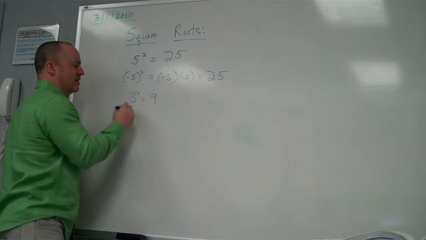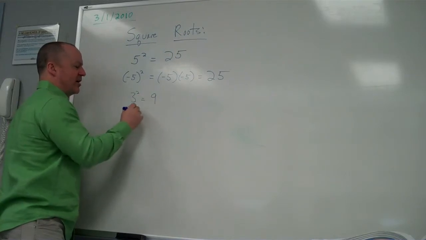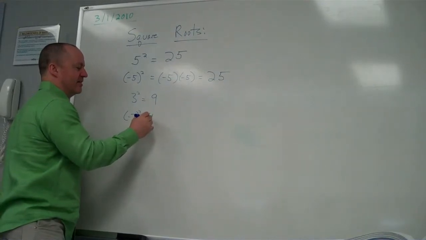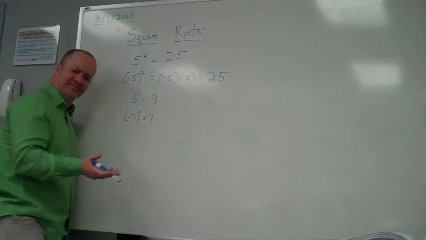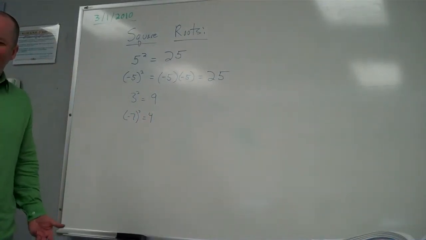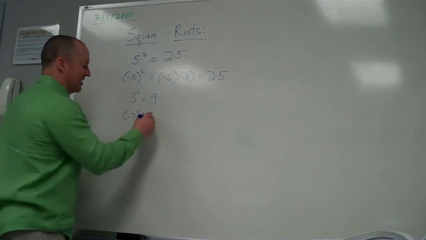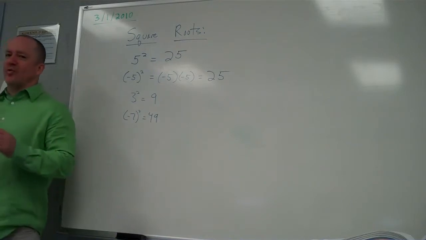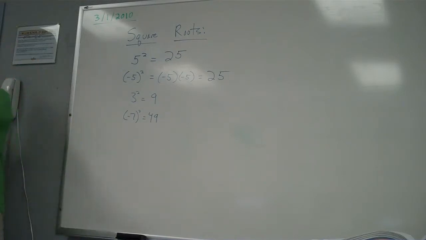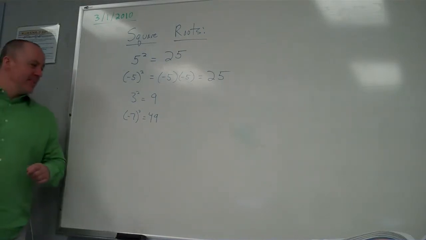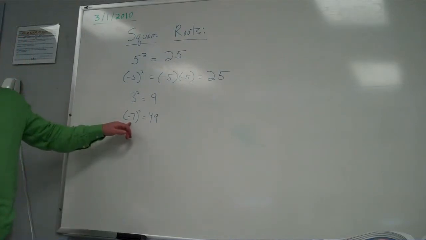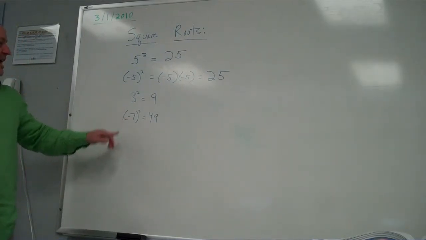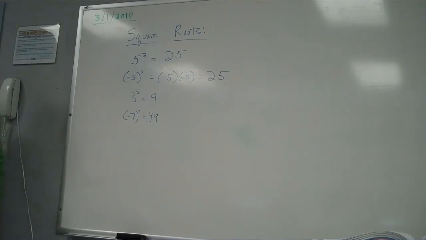What is negative 7 squared? It's positive 49. 7 times 7 is 49. Negative times negative is a positive.